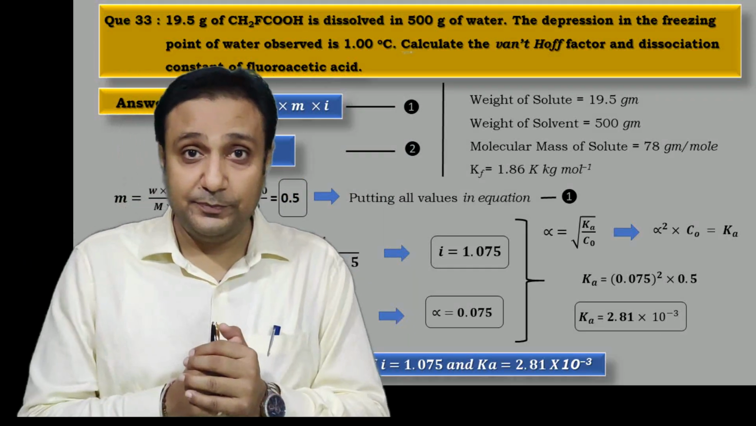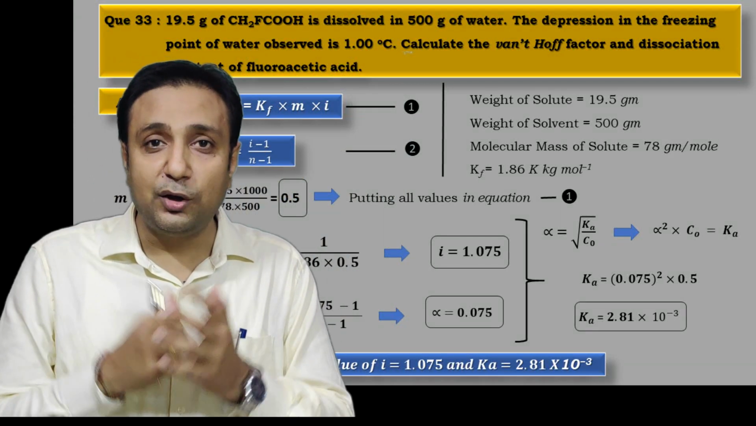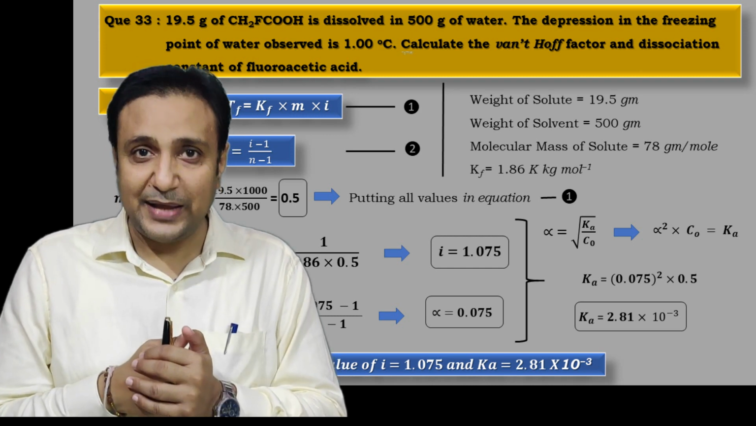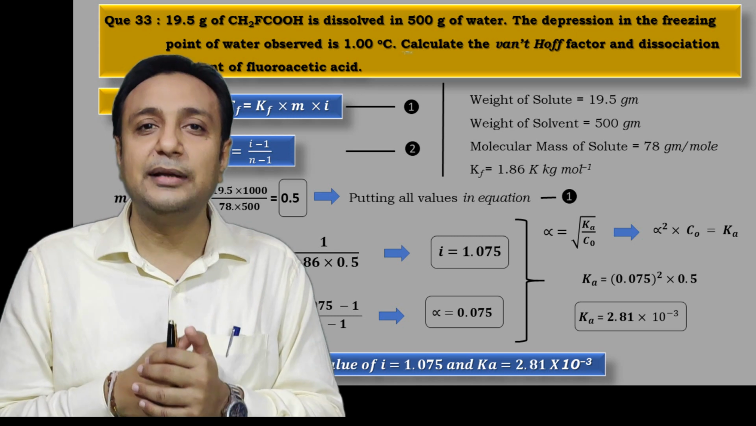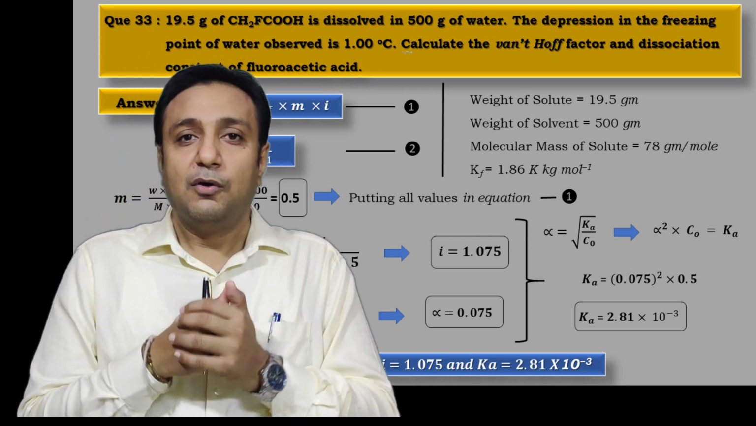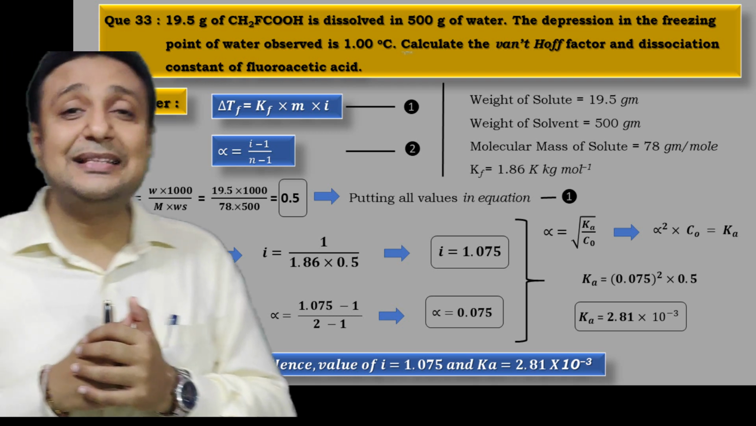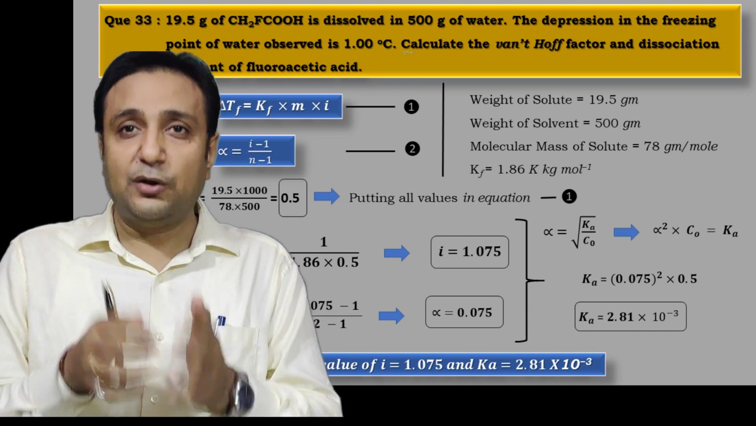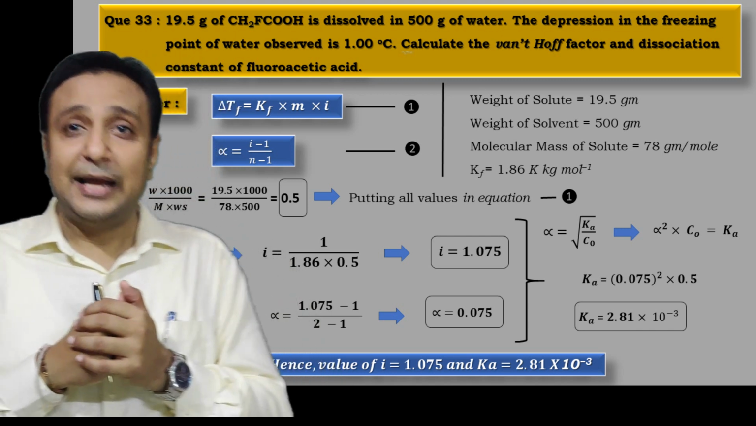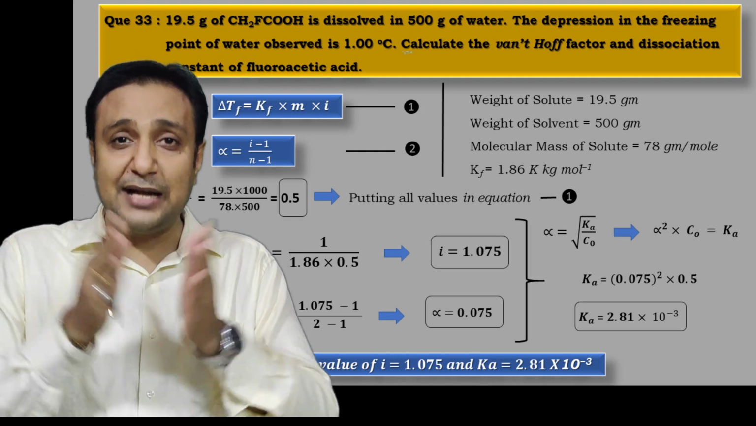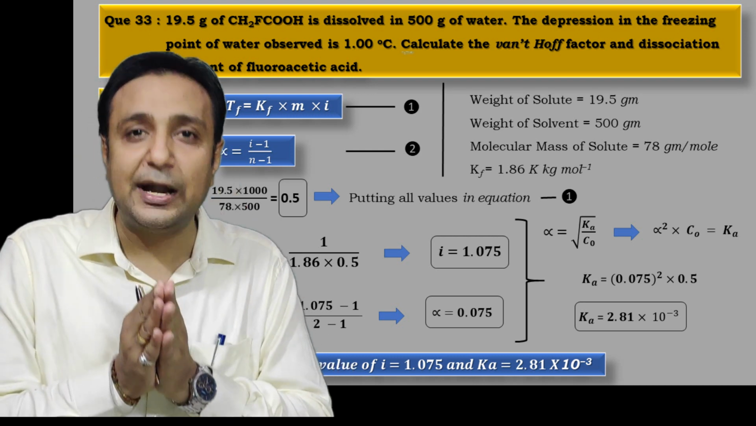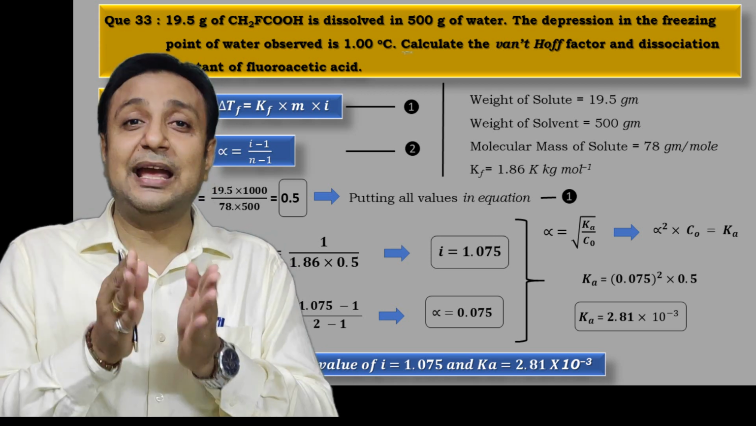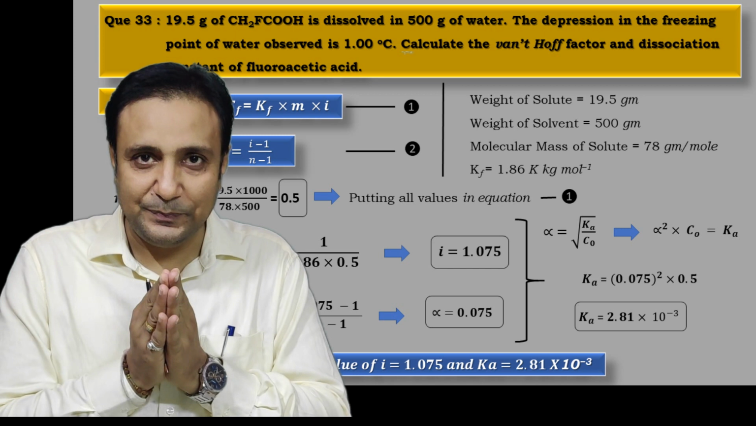Question number 33. This is the most important numerical of this chapter. In this numerical, we want to calculate Van't Hoff factor i and Ka for the given acid. For that, what have they given? They have given the weight of solute, that is acid, 19.5, weight of solvent, that is 500 gram, and molecular mass of the solute, which you can calculate by putting all the values of atomic mass of each and every element. Then it will be 78 gram per mole, and Kf, that is 1.86.